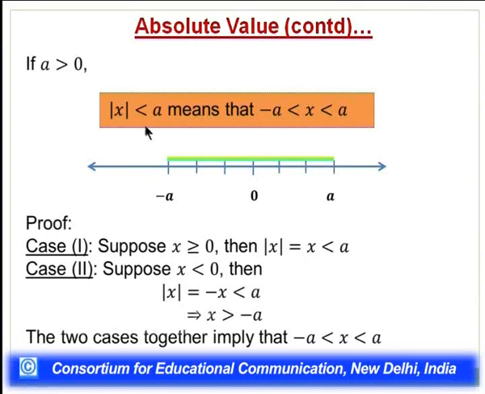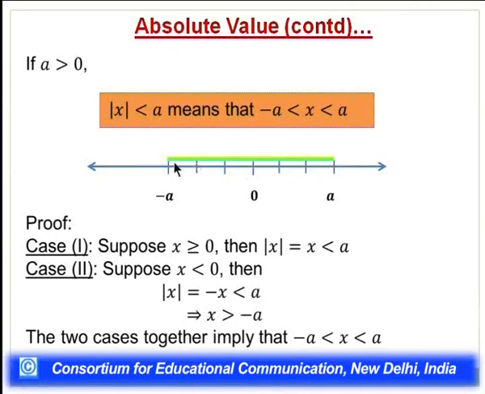Now let's first interpret this result intuitively before I give you the formal proof. When I say that the mod of x is less than a, I am saying the mod of x is the distance between x and 0 on the number line. So when mod of x is less than a, what I am saying in words is that the distance between the number x and 0 on the number line can't be more than a. And you can see here on this number line that the distance will be less than a, or at most a, only when x lies between minus a and a.